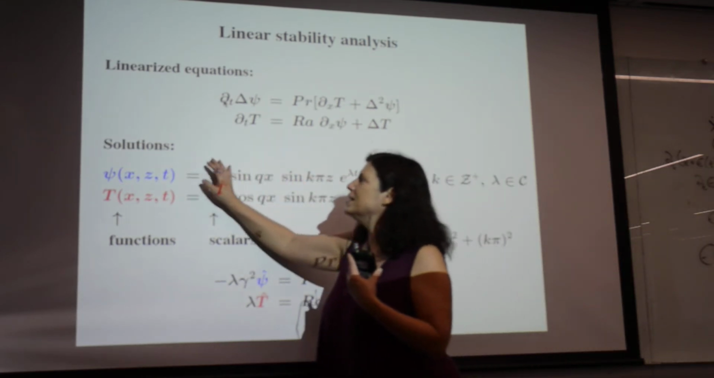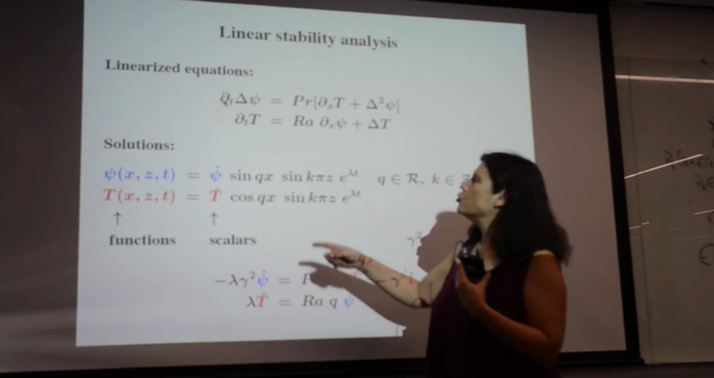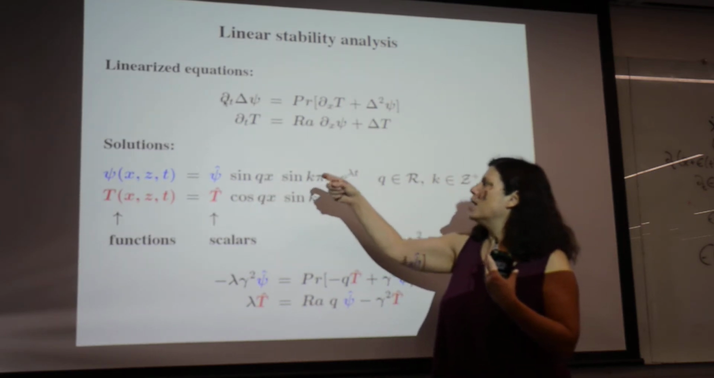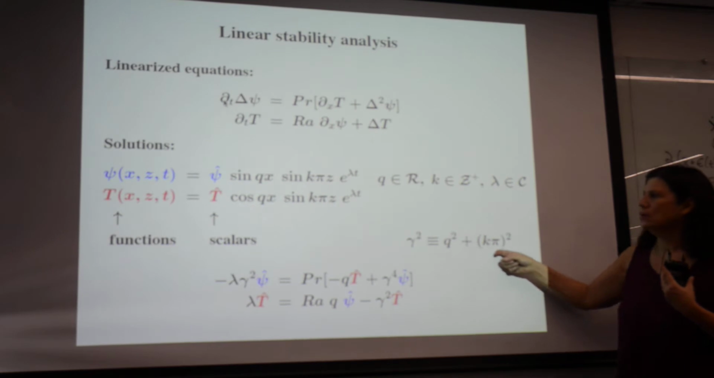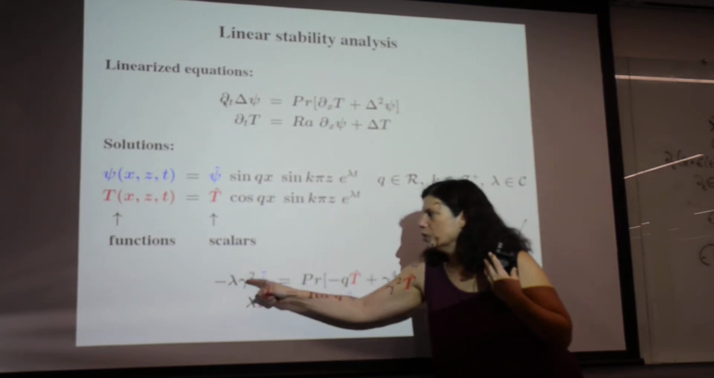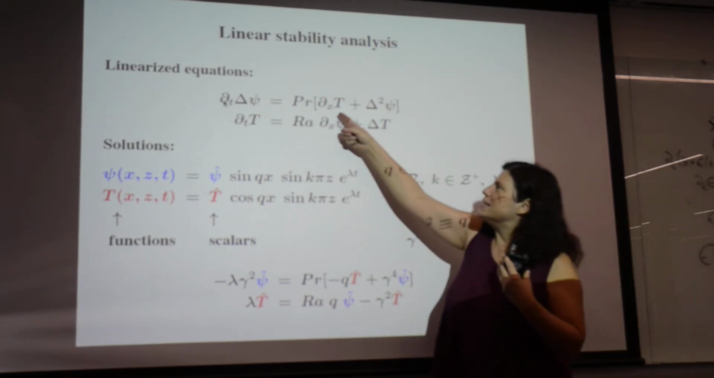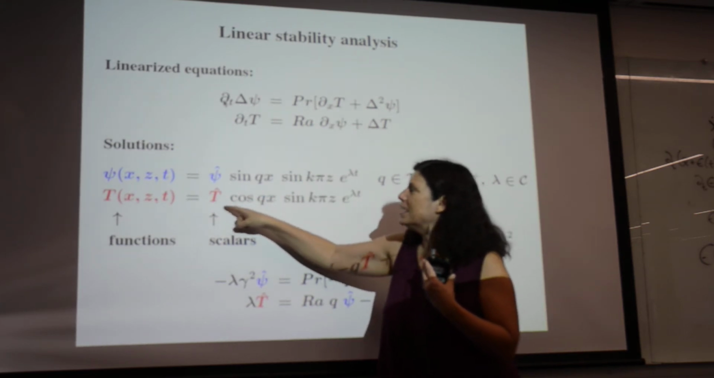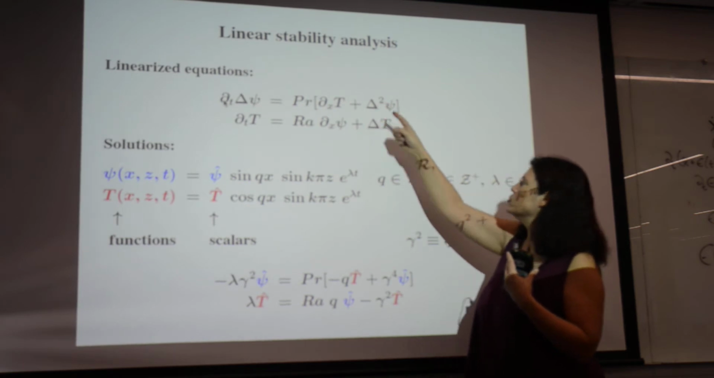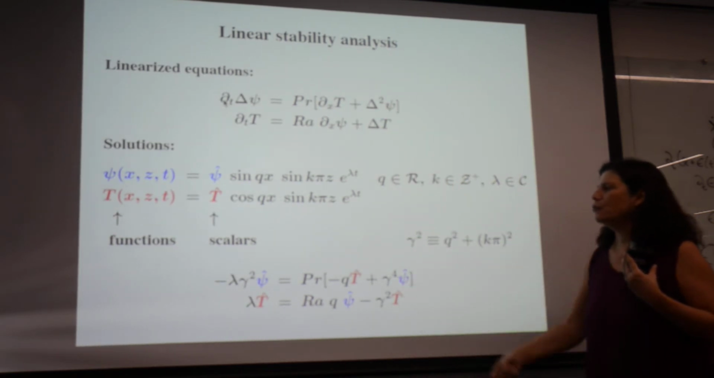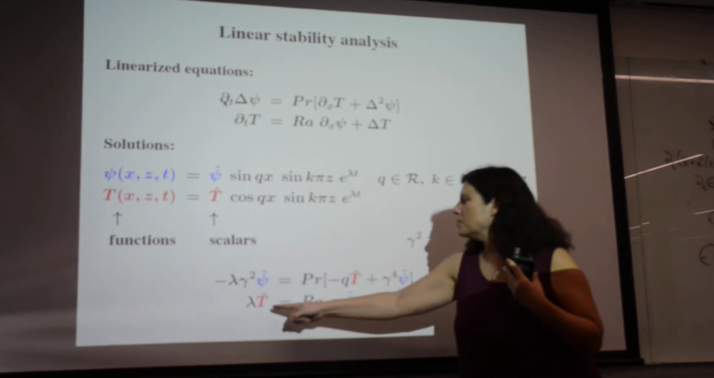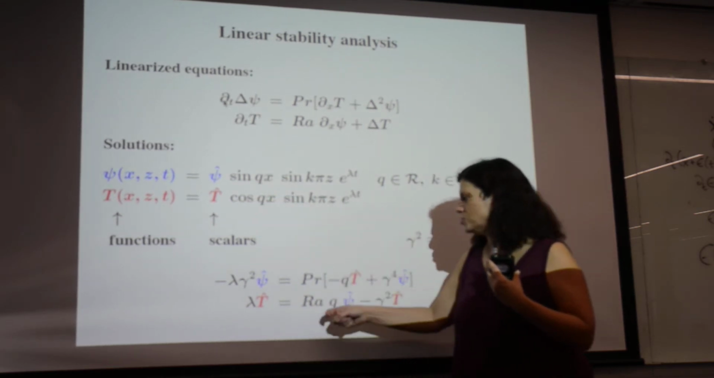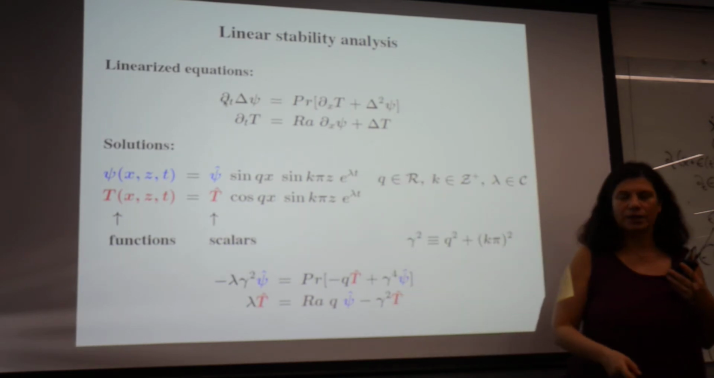When you substitute these expressions into these equations, you're going to get a lambda from here. The Laplacian is going to be minus q squared minus k pi squared, and hence minus gamma squared here. You're going to get a q here and a minus, in fact it's a minus q because the derivative of cosine is minus sine, so minus q. And here you have Laplacian squared, so you have gamma squared and gamma to the fourth. The time derivative brings down a lambda, and here you have a q that comes from the fact that the derivative of sine qx is q cosine qx, so you have a q, and here you have your minus gamma squared.